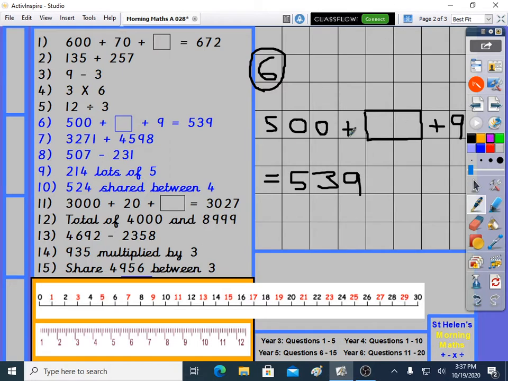Well, you see we've got the 500 here, which is shown here. We haven't got any tens shown, but we've got 9 units shown. What's missing is 3 tens, 30. So the missing number is 30. Moving on to question 7.